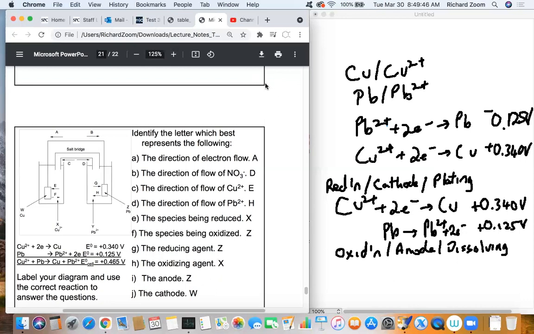All right. Things being oxidized and reduced. Let's see where you're at with that. 10, 9, 8, 7, 6, 5, 4, 3, 2, 1. Any questions? Any questions to help out here? Okay.